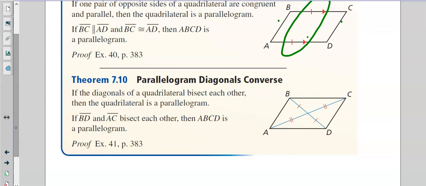And the converse of what we learned earlier: if the diagonals bisect each other, then we have a parallelogram. So if when they cross, these two are equal and those two are equal, that means this is the midpoint on both of them. We have a parallelogram.